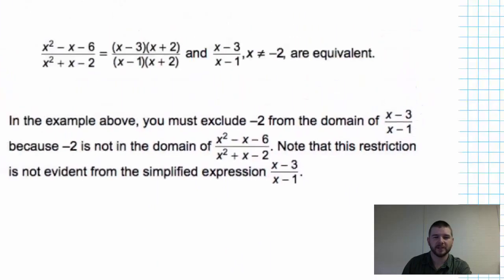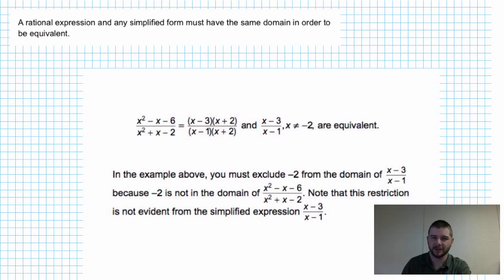So we've considered rational expressions and their simplified versions, but in order for them to truly be equivalent, well, let me just read this. A rational expression and any simplified form must have the same domain in order to be equivalent. So that's worth taking note of.